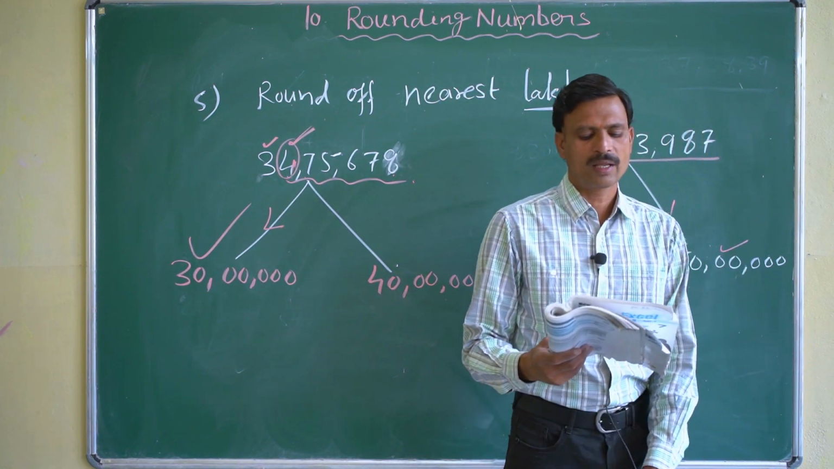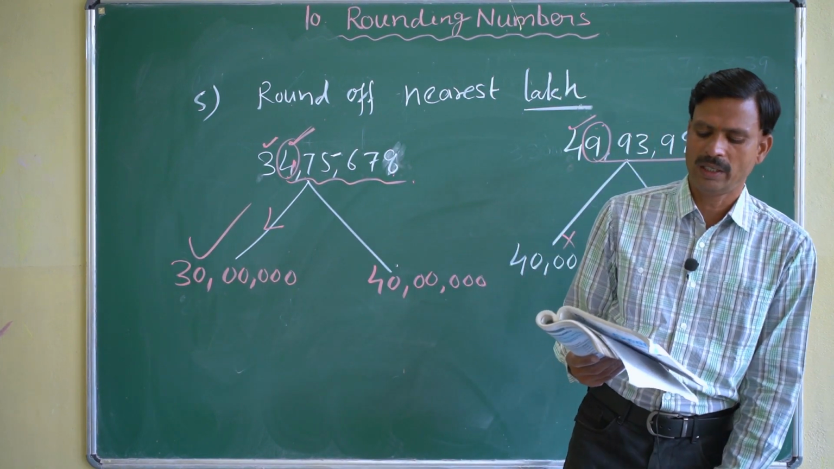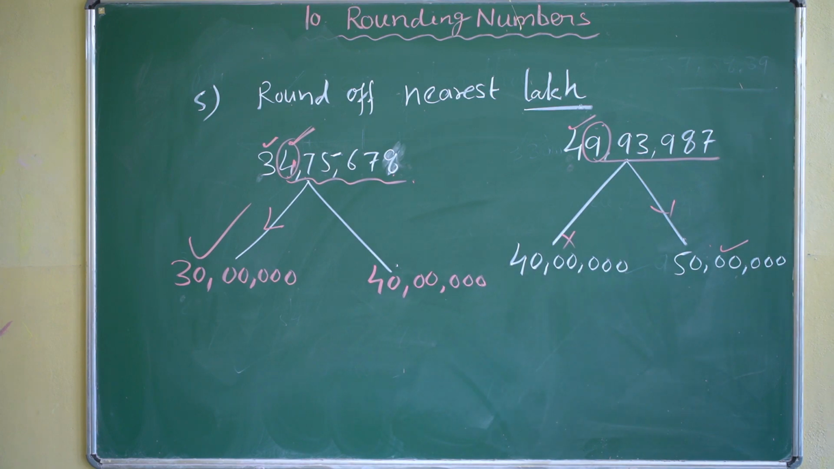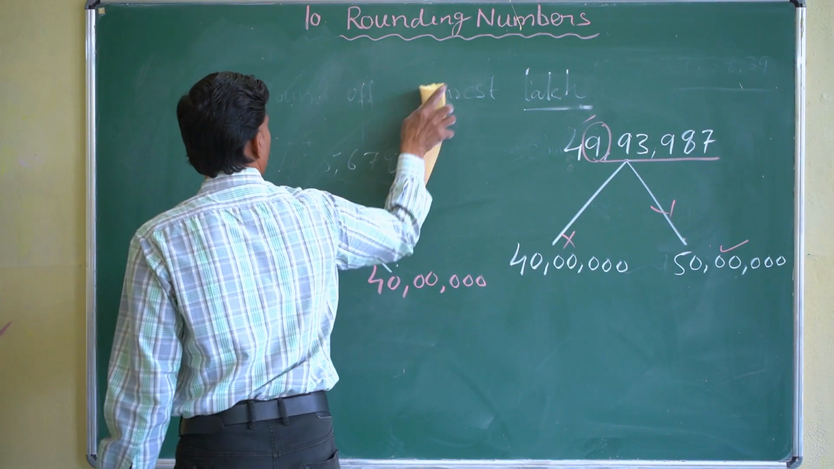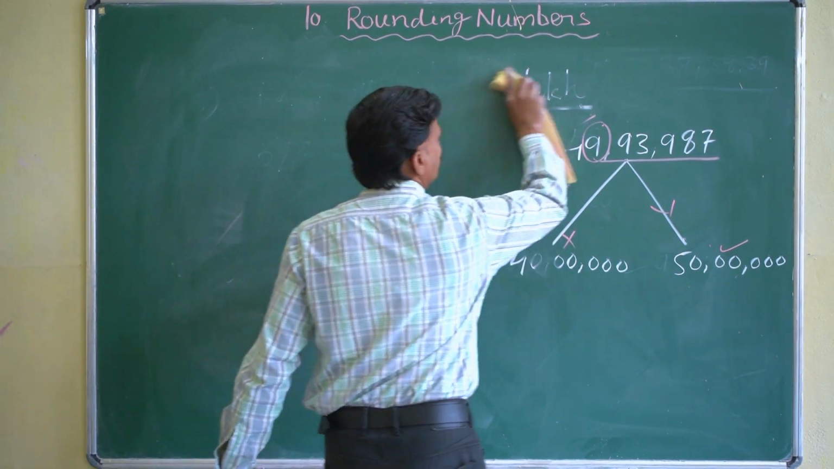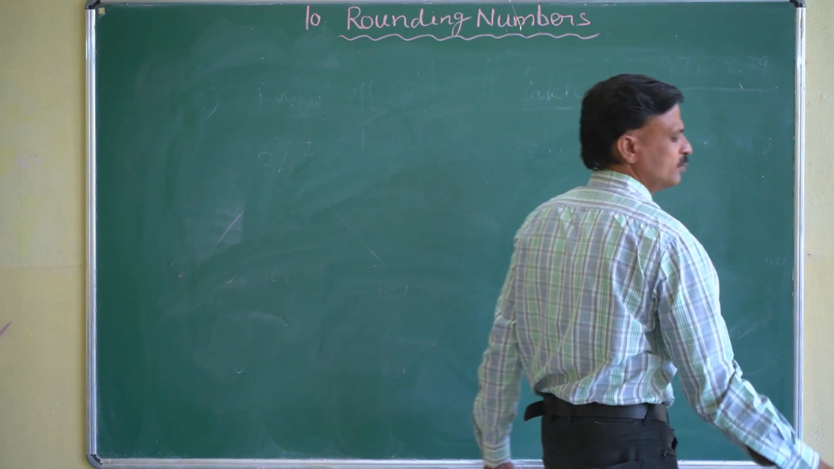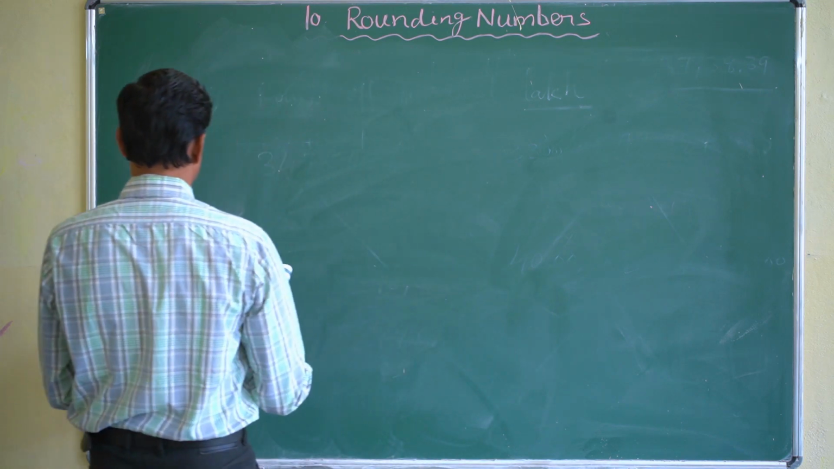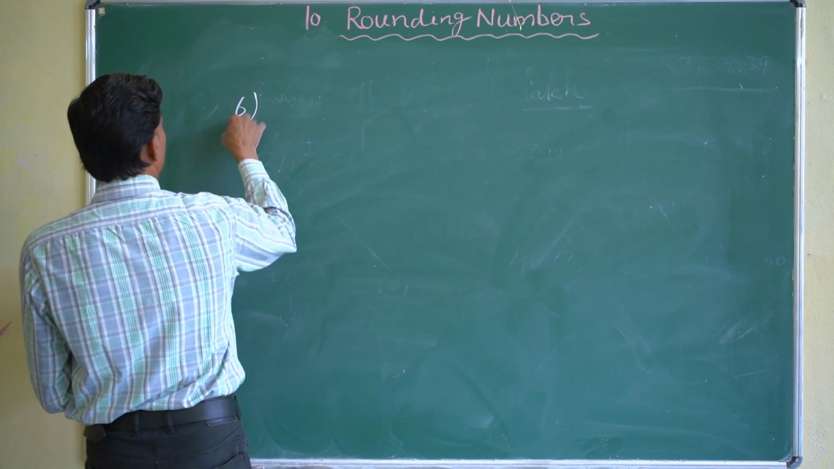Last question of this exercise. What number can be rounded to 160, 200, 170, 290? Let's see. It's very easy, right? I'm telling. Next question. What number can be rounded to?